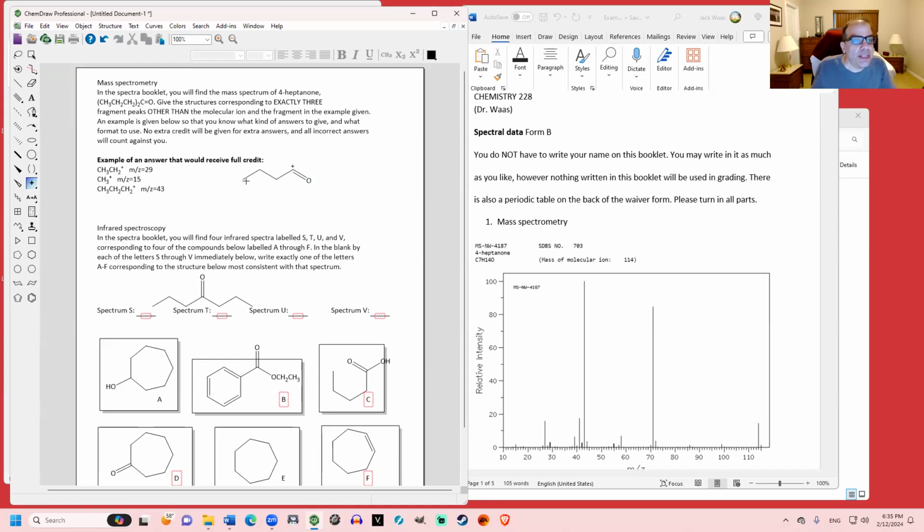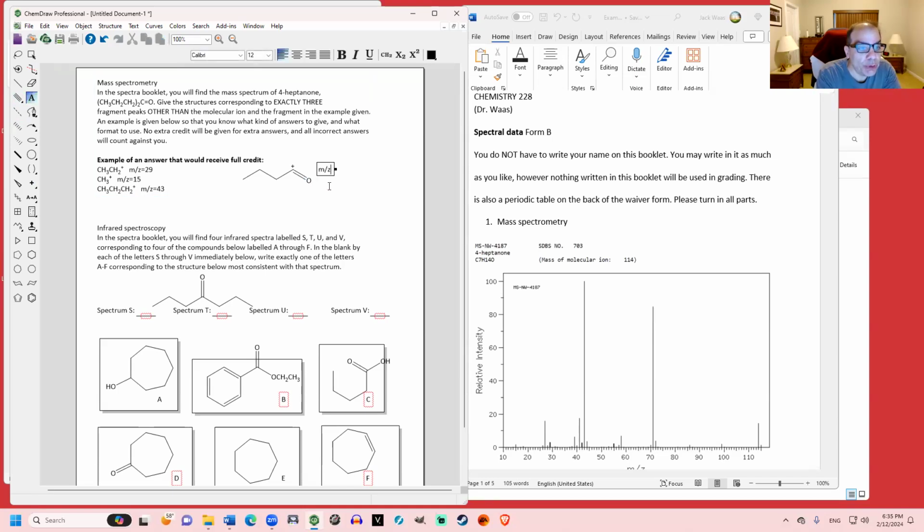And that one has 4 carbons. So 4 times 12 is 48. It has 7 hydrogens. 48 and 7 is 55. Plus the oxygen is 16. 55 and 16 is 71. And we do indeed see a peak at 71. So in order to put it down as a fragment, you actually have to see it on the spectrum.